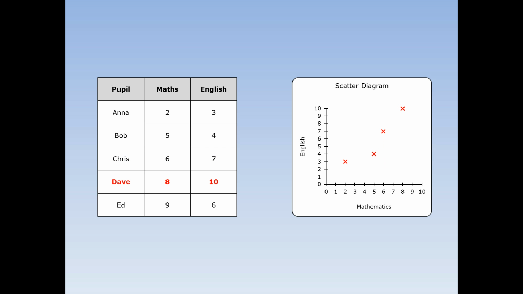I can do the same for Dave and for Ed. And this is my scatter diagram.